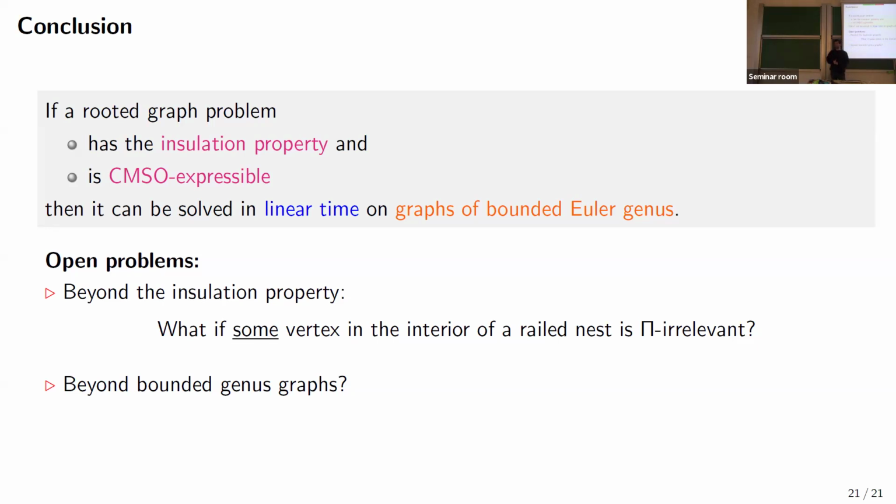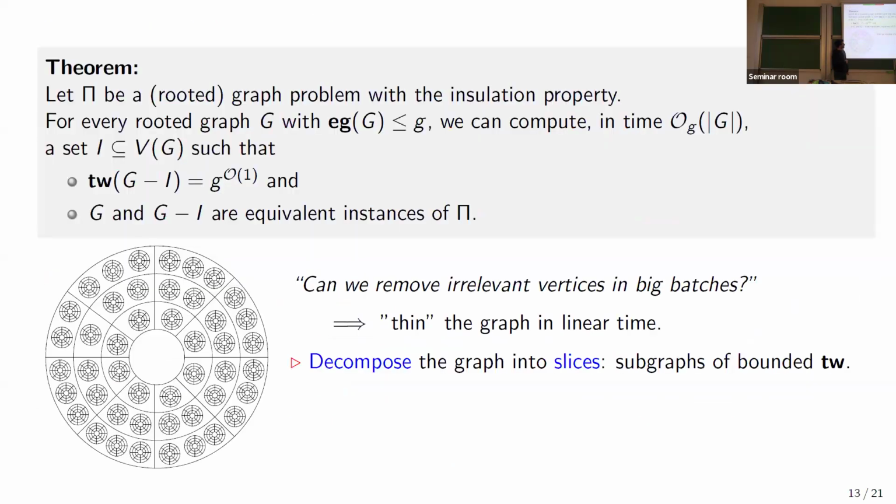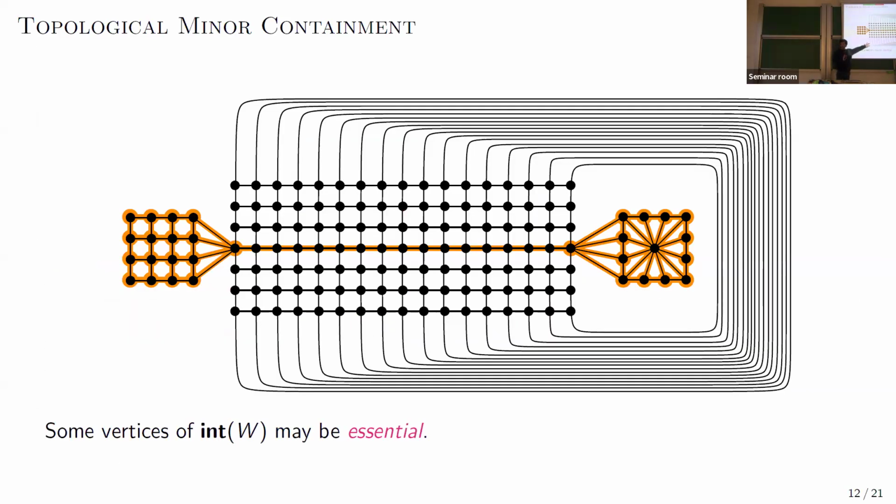Topological minor containment. Why is it so? Because this example shows that the insulation property that we have is not enough. Yes, but then why is the new one okay? Because in fact, the idea is that if you have a very, very large nest, it's not that every vertex is relevant. There should be some irrelevant vertices. In fact, here, all these low degree vertices are not essential for the inside here.